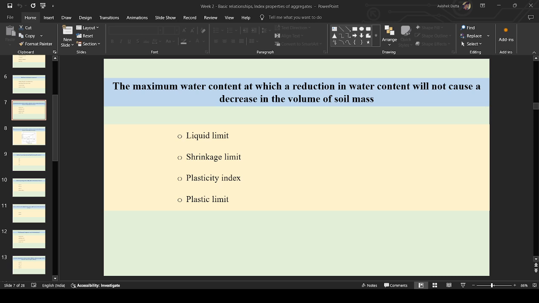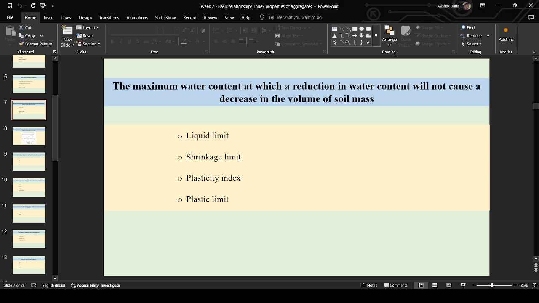Someone has joined now. Please write down the questions as I dictate from the current one. I'll give you time to solve them and then I'll discuss these questions one by one. So the current question is the maximum water content at which a reduction in water content will not cause a decrease in the volume of soil mass. And the options are liquid limit, shrinkage limit, plasticity index, or plastic limit.